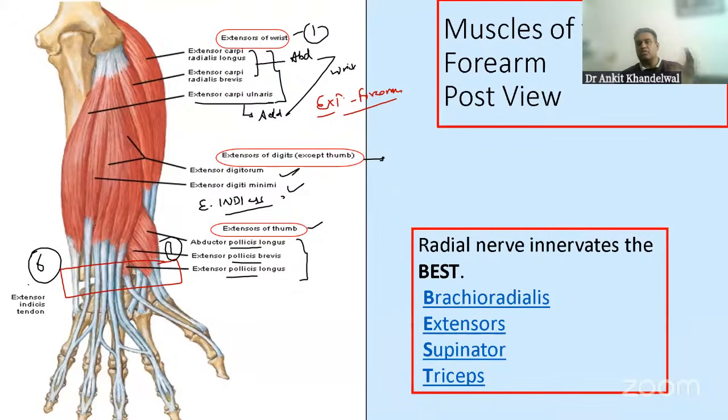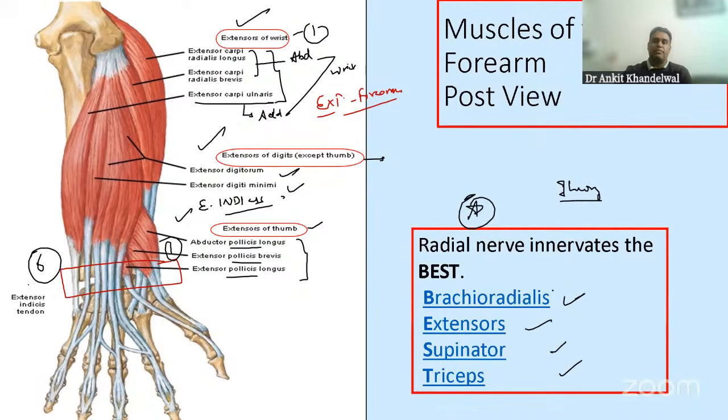So there are 3 groups lying mainly in the superficial part of the forearm: extension of the wrist, extension of the fingers, extension of the thumb. Simple as that. Here was the mnemonic as I told you. So box making, this will help you in theory exams also, how to draw it, right? So the radial nerve innervates the BEST muscles: P, E, S, and T. T for triceps brachii. Let's move forward.